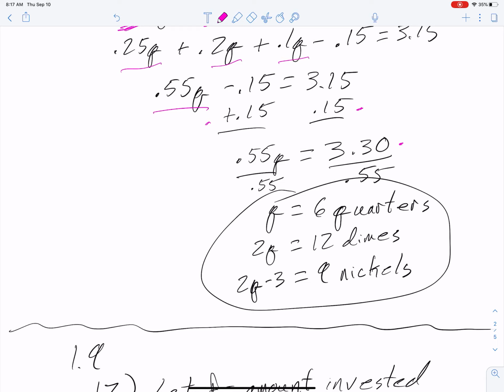Now, 1.9, they do actually ask you to solve, so you should have been able to check your answers in the back.